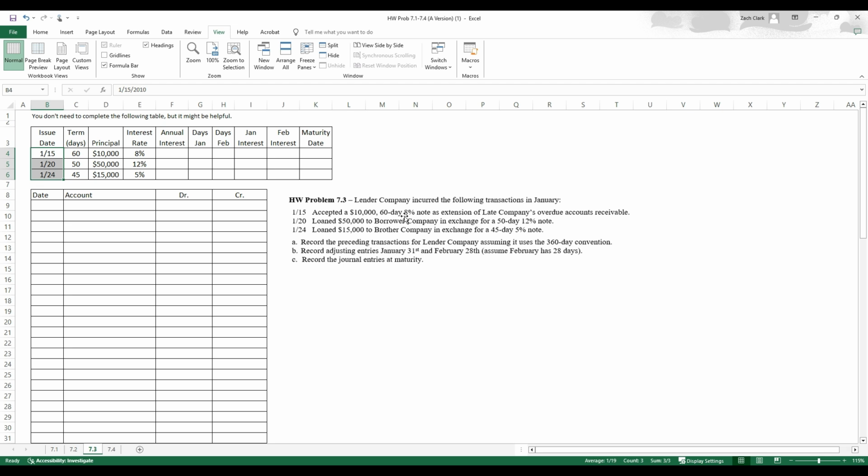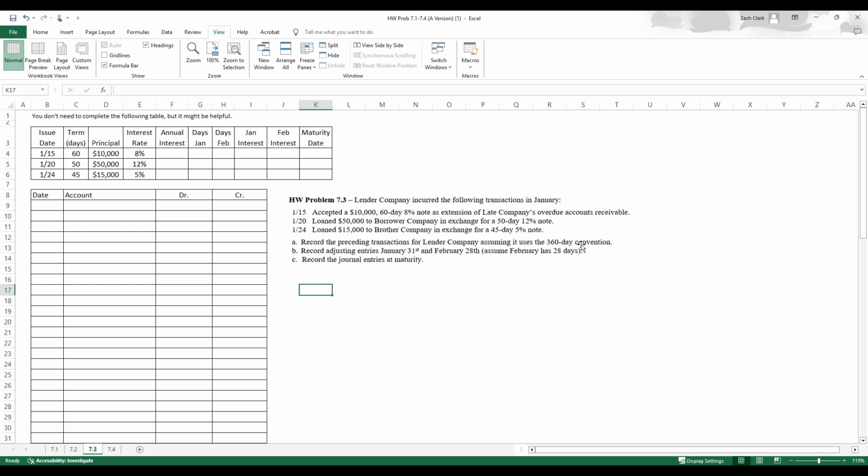The first one, we accepted a $10,000 60-day 8% note as an extension of a late company's overdue accounts receivable. What that means is this company was buying stuff from us, had a normal accounts receivable balance, but for whatever reason, they couldn't pay it in time. So instead of just having an accounts receivable, we're going to extend them credit essentially and charge them 8% interest. Hopefully they pay us in 60 days and we make a little bit of interest revenue on that amount. On January 20th, we loaned $50,000 to Borrower Company on a 50-day 12% note, and then loaned $15,000 to Brother Company for a 45-day 5% note.